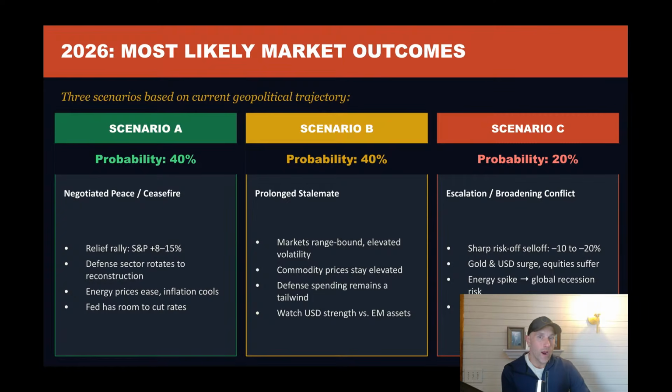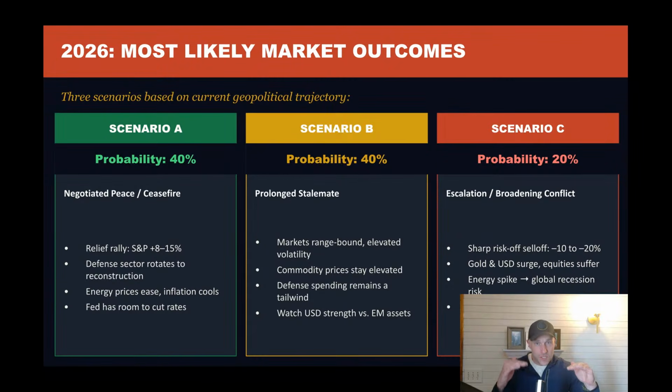So this is where we're trending to right now: negotiated peace and a ceasefire. So we're in that 2-week period. Ceasefire, relief rally. We see rotation out of energy and oil, out of the defense stocks, and risk-on appetites come back into other stocks that have been beat up. We see energy prices fall.